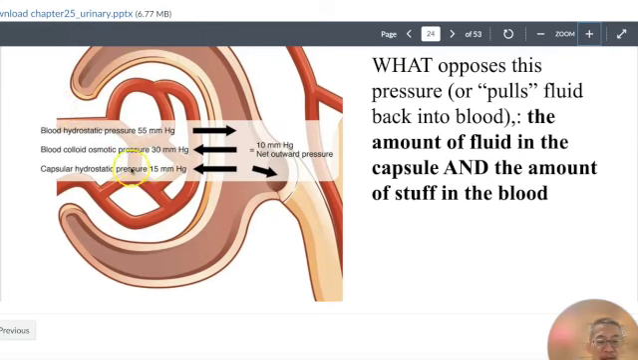So here is the Bowman capsule. The blood is going to come in from the afferent arteriole, and then it's going to exit through the efferent. The afferent arteriole is always a little bit bigger than the efferent. Imagine a hose with a lot of water going in, and when it exits, you put your finger on there, and it creates more pressure. With that, it creates a pretty strong hydrostatic pressure, and it is going to cause not everything, but a lot of water, a lot of protein, a lot of sugar, glucose to come out.